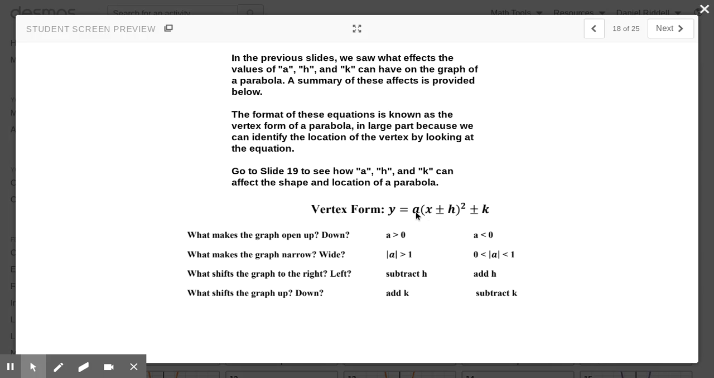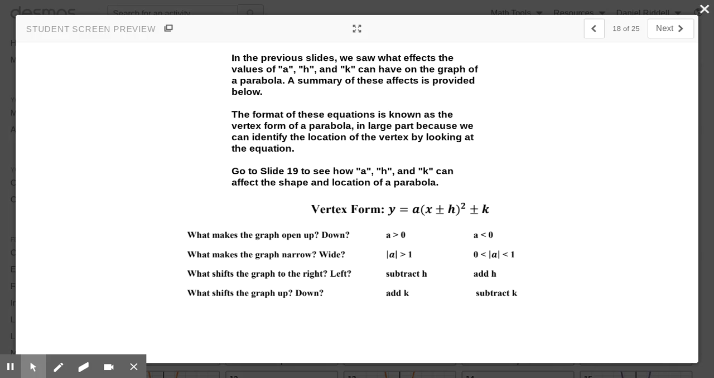Now, what you might have noticed is that A can do two things. A should tell us whether a graph is going to open up, and that is if A is greater than 0, so any positive number. It should also tell us in the same instance if the graph should open down, and that would be if A is a negative number, A is less than 0.